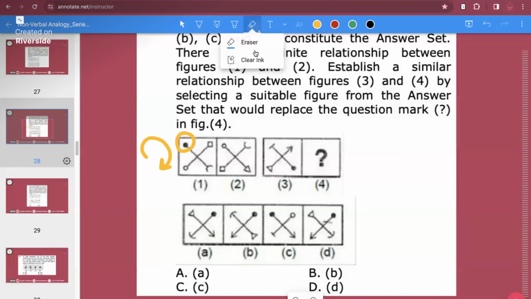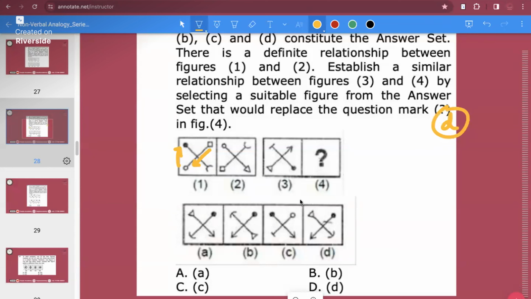Okay, let's take each of the elements in that case. This one is going up here, and this one is going down here. So in that case, we will have option B, sir. Option A, or D? D, delta. Yeah, delta looks fine.